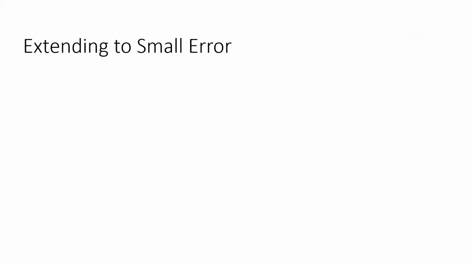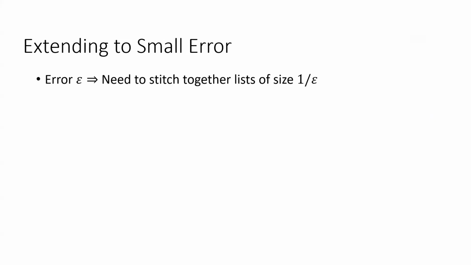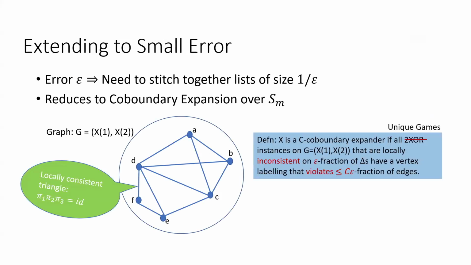Okay, so finally, let me just say a few words about how you would extend this to low error instead of error being half. So error at half, we needed to stitch together lists of size 2. At error epsilon, we need to stitch together lists of size 1 over epsilon. And this reduces to Coboundary expansion over the symmetric group, which I didn't define.